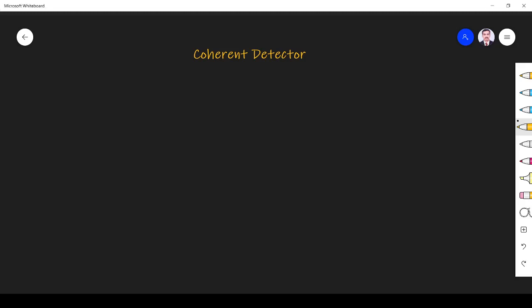Hi friends, in this video we talk about the coherent detector. The main purpose of the coherent detector is that it is used to demodulate the DSBSC signal, the double sideband suppressed carrier signal. That is the main purpose of the coherent detector.